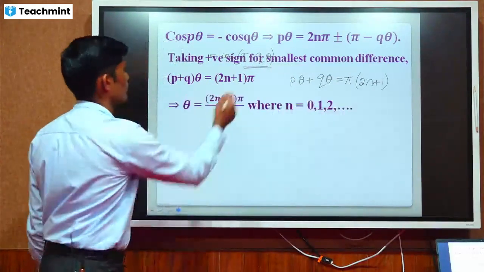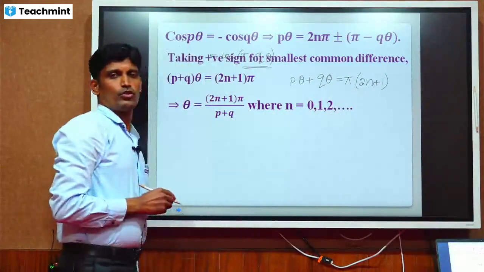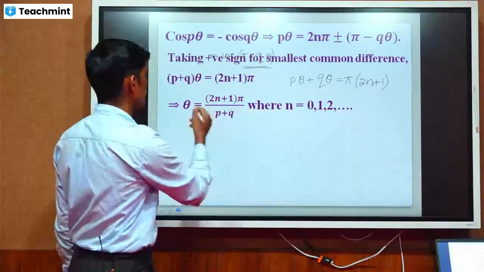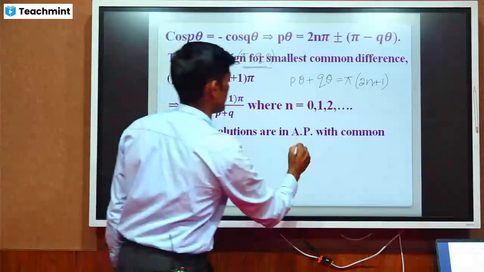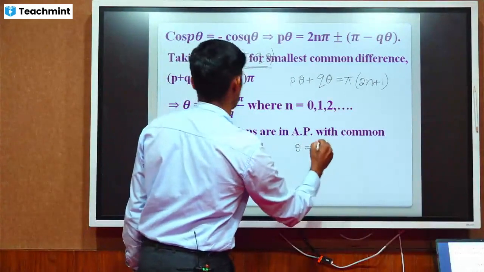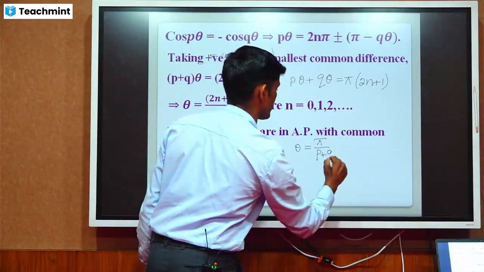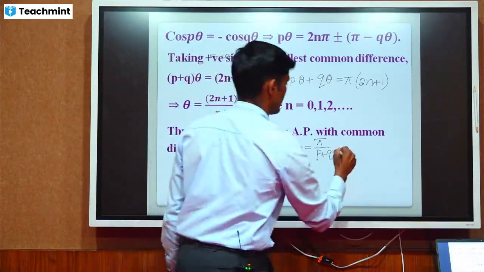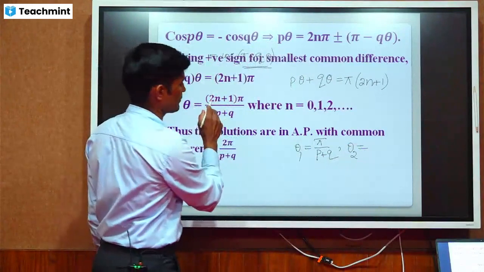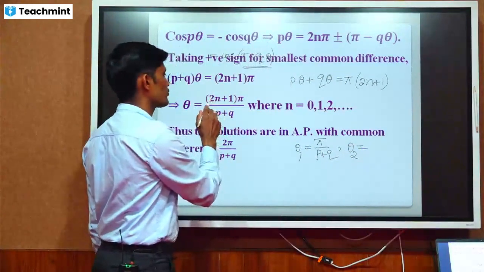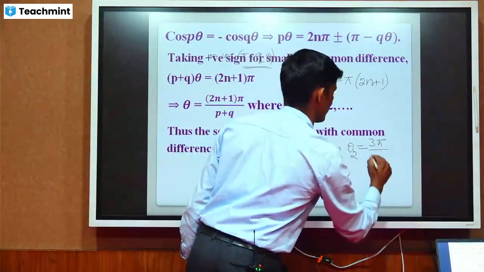or theta is equal to 2n plus 1 pi divided by p plus q, where n is 0, 1, 2, 3 and so on. When n is equal to 0, theta is equal to pi by p plus q. That is the first solution, theta 1. Next, when n is 1, this is 2 into 1 plus 1, 3 pi by p plus q, theta 2.